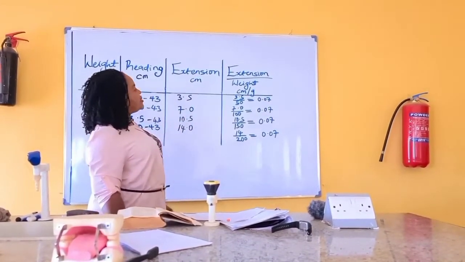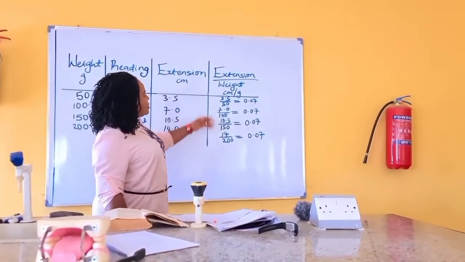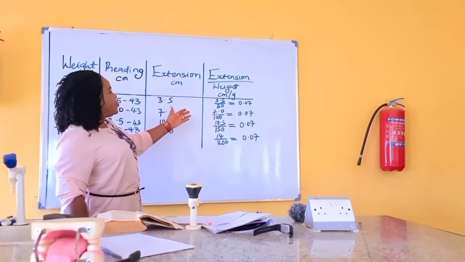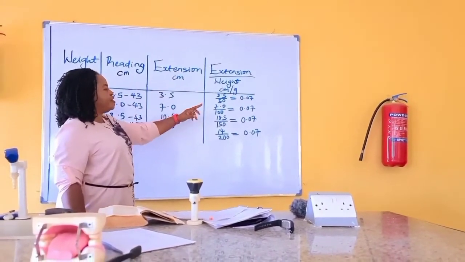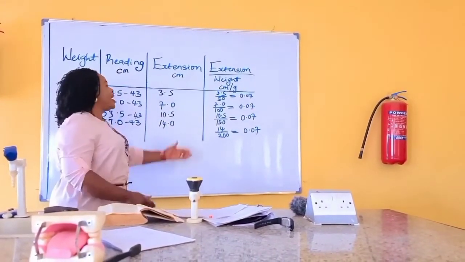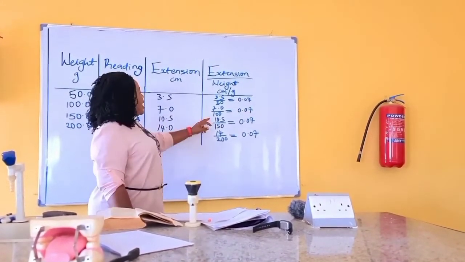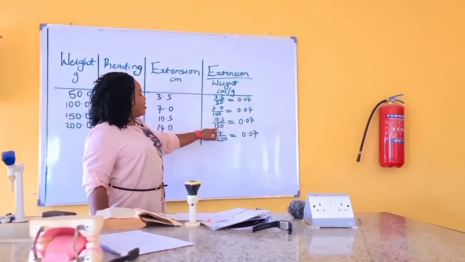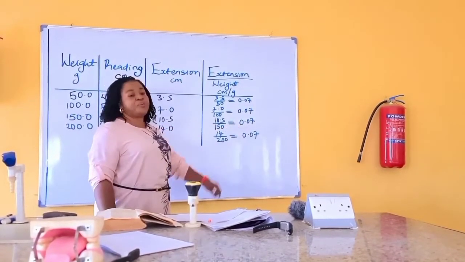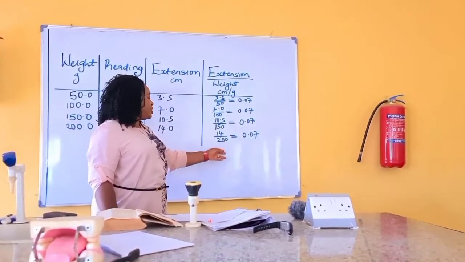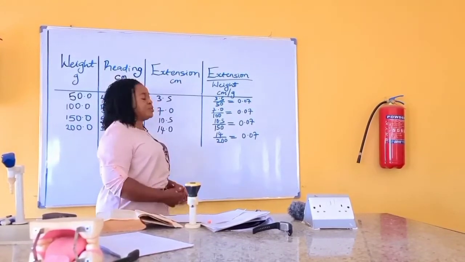And then looking at this last column, the extension over weight, we have 3.5 over 50 giving us 0.07, and 7.0 over 100 giving us 0.07, and then 10.5 over 150 giving us 0.07. Likewise, 14 over 200 gives us 0.07.